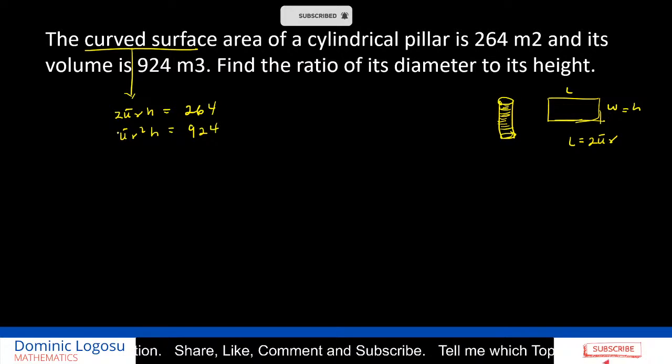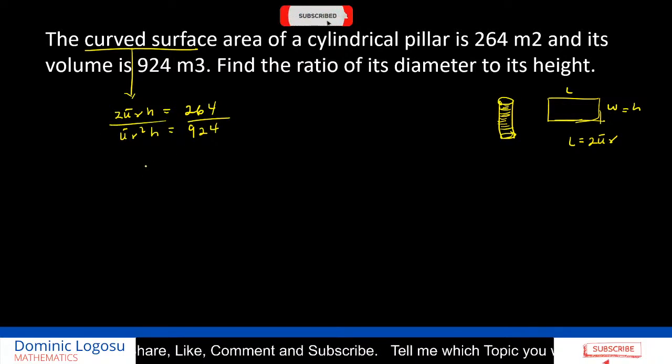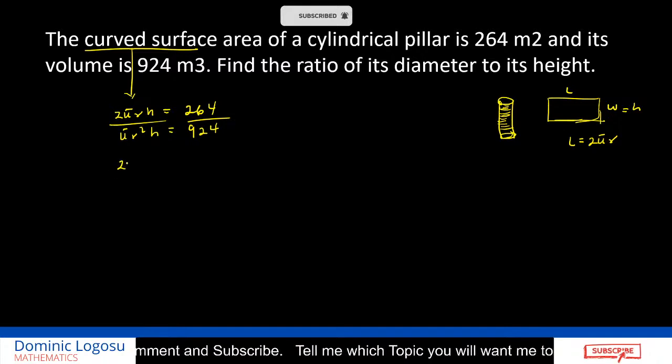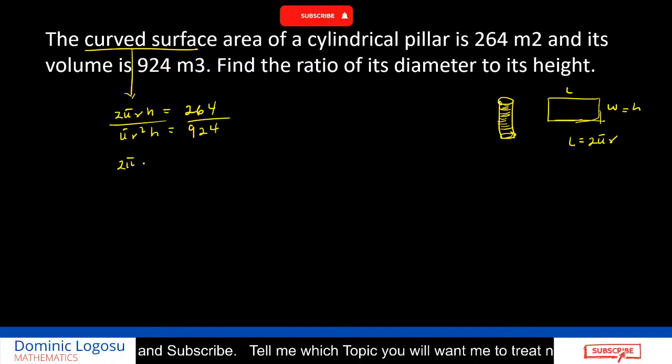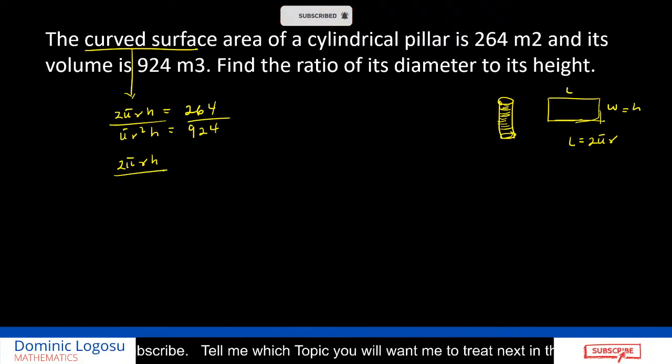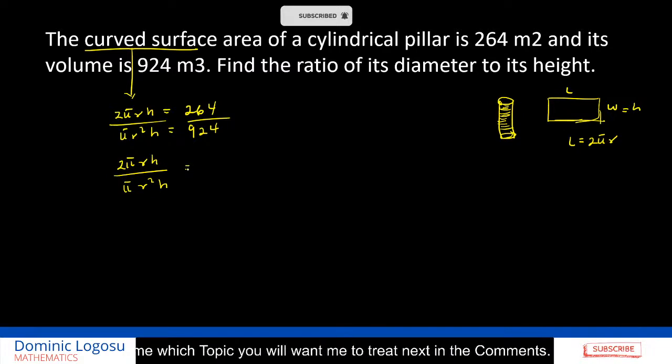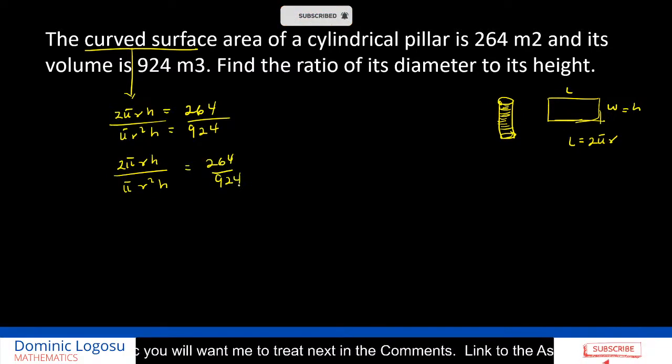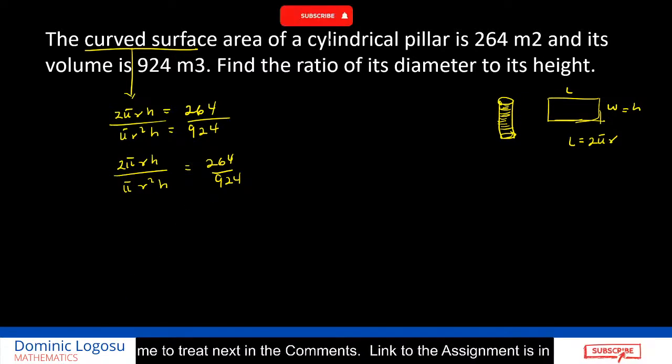Now ratio means fraction, so you bring your fraction bar. Let's rewrite this, because two equal signs is not advisable in math, especially when you're trying to say they are equal. 264 over 924. Okay, so having this, I think we can do some form of breakdown.